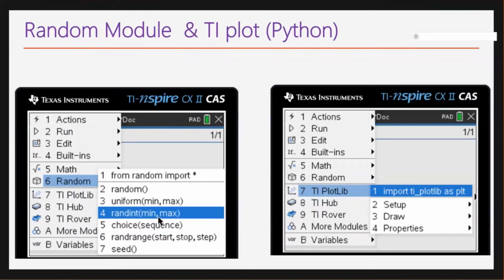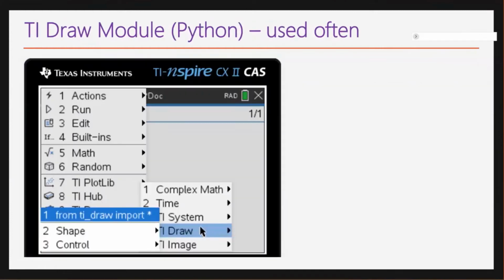Okay. Thank you. So that's just taking us to the random module: random integers, choice of a sequence, random range, and random seed. Something that you're familiar with through TI-Basic as well. And then the draw import, so you can work with shapes and a whole lot of things. You've got rectangles, circles, arcs. A lot of those shapes are there.